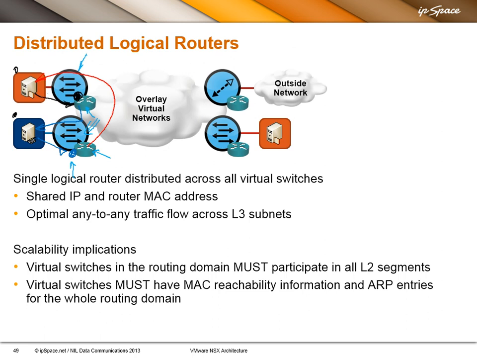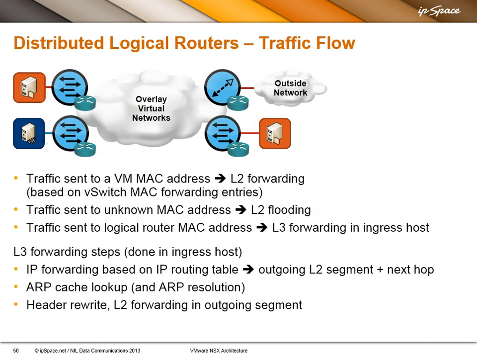Even more, when the top hypervisor tries to send the traffic to the blue VM, it obviously needs to know its MAC address. So it has to have the full ARP table for every segment in this logical routing domain. So you see, from the scalability perspective, distributed routing is way more complex than distributing layer 2 switching. First, every switch must be in all layer 2 segments. Second, every switch must have forwarding entries for all the VMs in the whole routing domain, not just in the local segments. It must have ARP entries also for the whole routing domain.